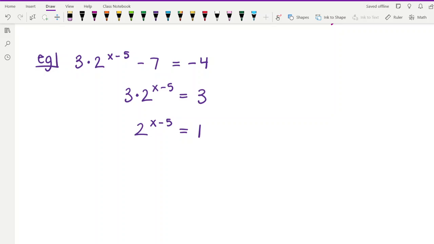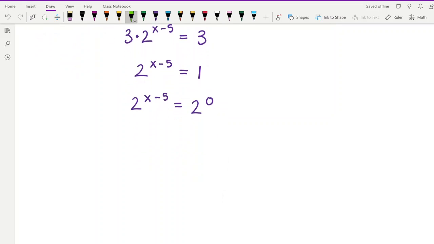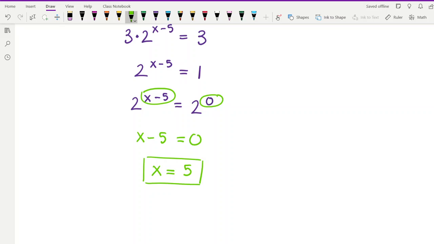So in this case, you might not see it right away, but we can write 1 as a power of 2, right? 1 is 2 to the 0. So we can rewrite this as 2 to the x minus 5 is equal to 2 to the 0. And so now this tells us that x minus 5 has to be equal to 0. And so in this case, we get a nice clean answer that x is equal to 5.